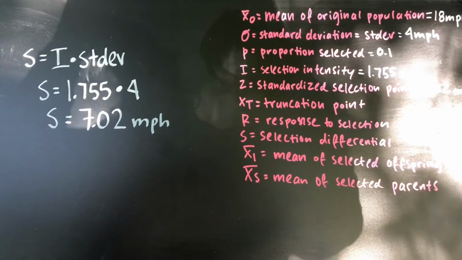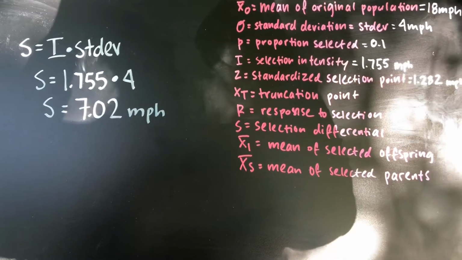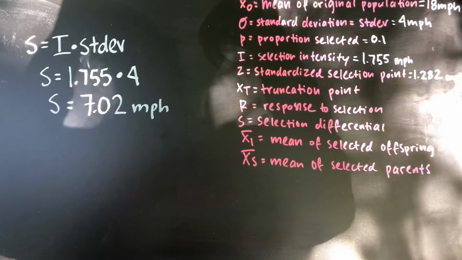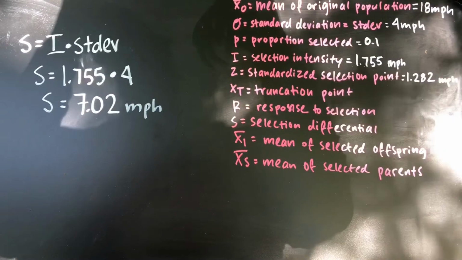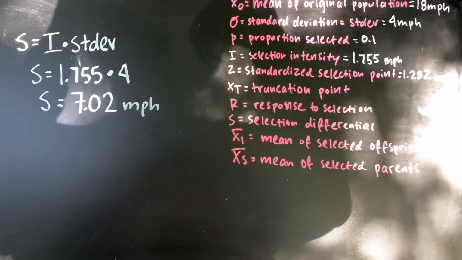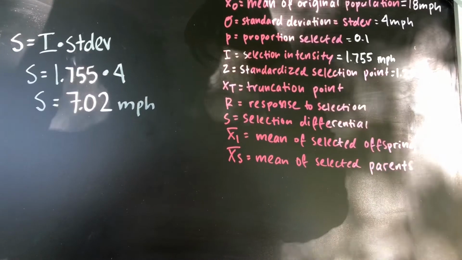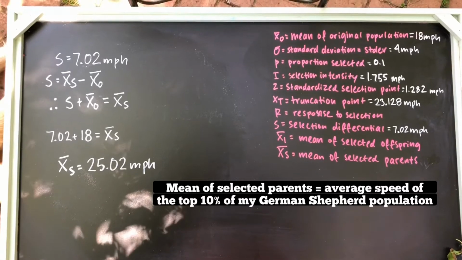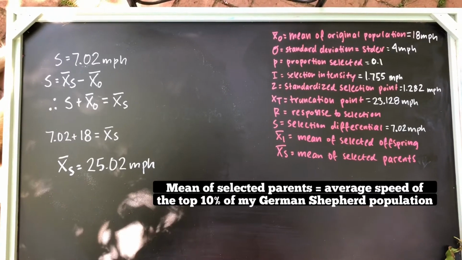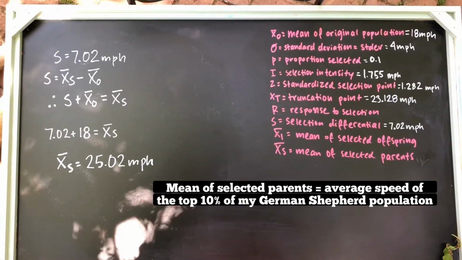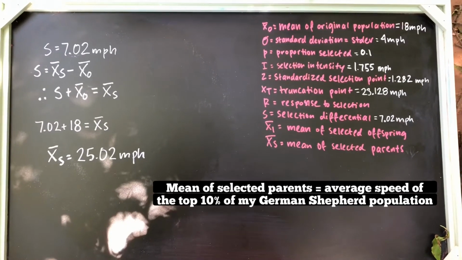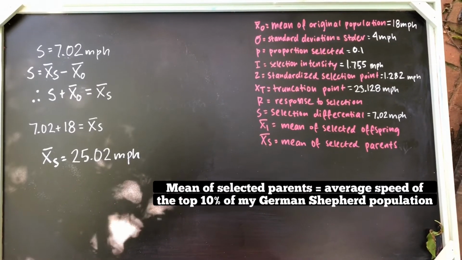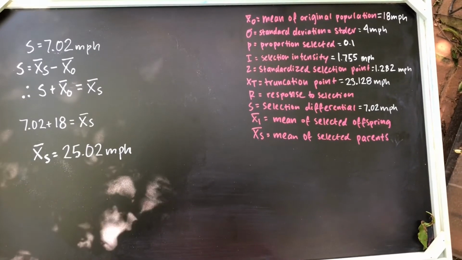Next, using the selection intensity from the graph, multiplied by the standard deviation, I can find the selection differential, or the difference between the average speed of all German Shepherds in my population and the average speed of the top 10% of German Shepherds. So that gives me 7.02 miles per hour. To find the mean of the selected parents, I just need to move some numbers. Since we know the selection differential equals the mean of selected parents minus the mean of the original population, we can see that the selection differential plus the mean of the original population equals the mean of the selected parents. So that gives us 25.02.